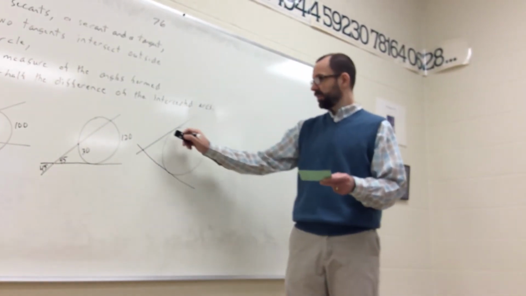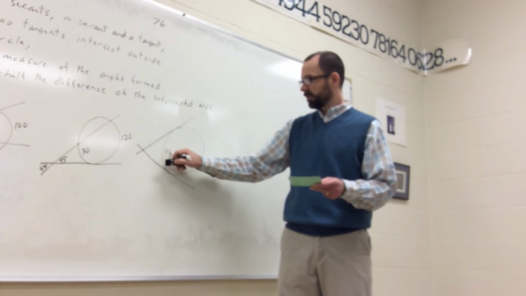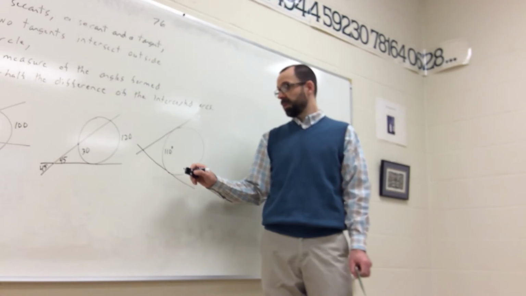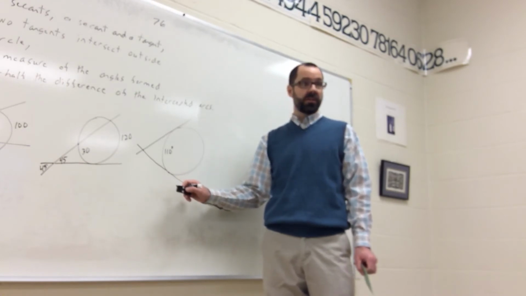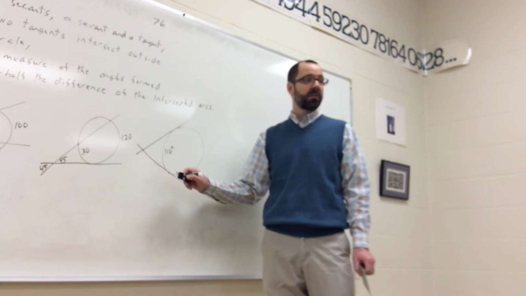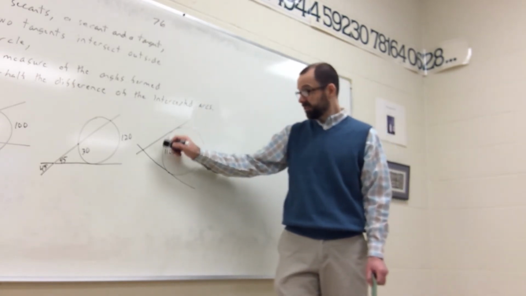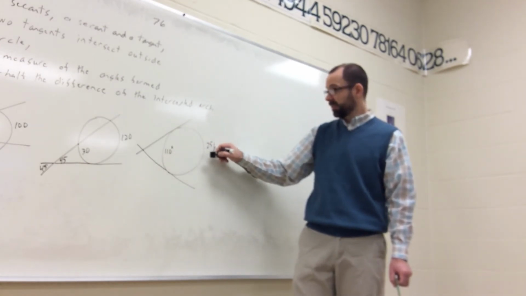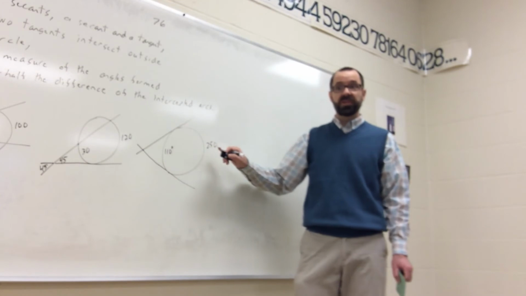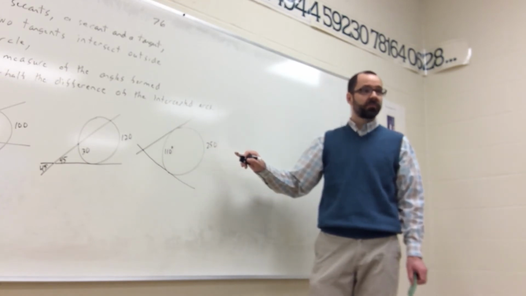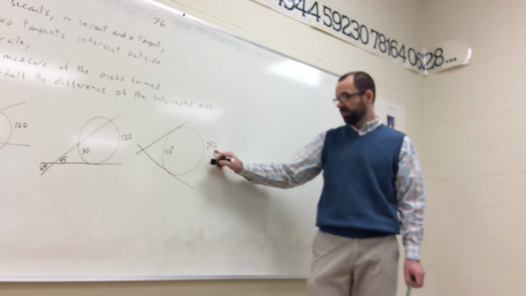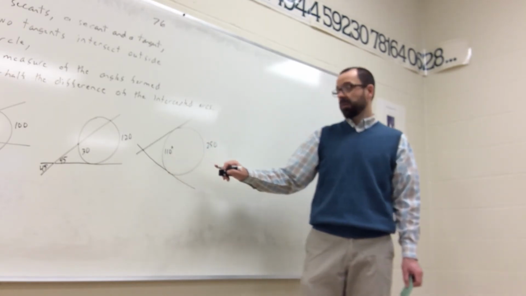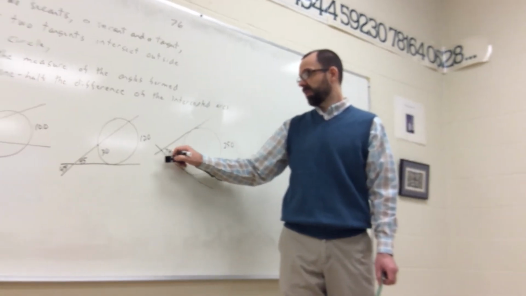And then here, let's say this is 110. On this picture, that's all you need. You just need to know that that's 110. Because it's 360 all the way around, right? So if that's 110, then this is 250. Because 250 and 110 is 360. And then you do 250 minus 110, which is 140. And then divide by 2. That makes both of those 70.